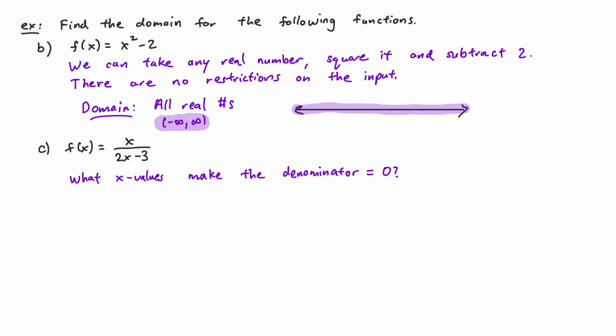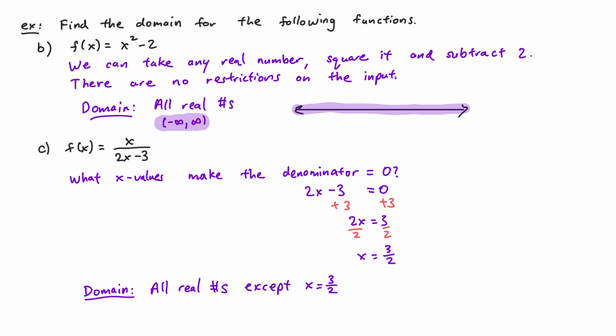And to answer that question, all we have to do is set the denominator equal to 0 and solve for x. So if we have 2x minus 3 equals 0, if we want to solve for x, we can start by adding 3 to both sides. This gives me 2x equals 3. Then divide both sides by 2. We get x equals 3 halves. Since x equals 3 halves is the only x value that makes the denominator equal to 0, our domain for this function will be all real numbers except for x equals 3 halves.